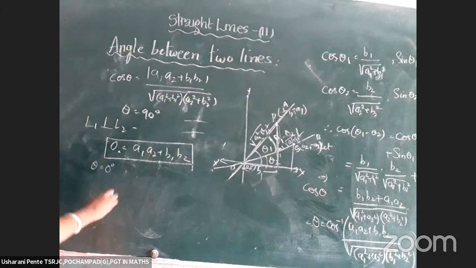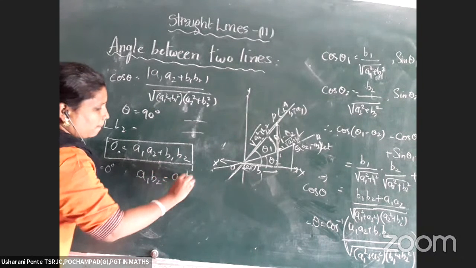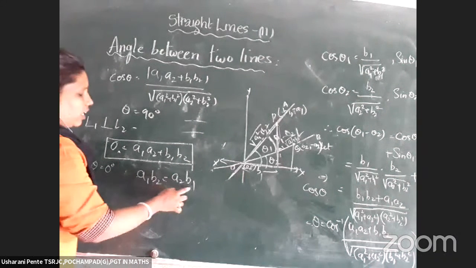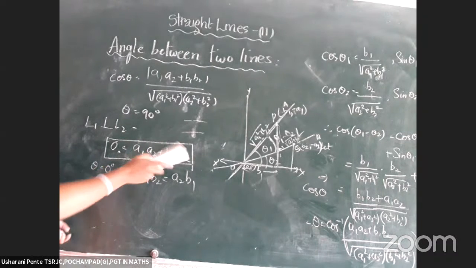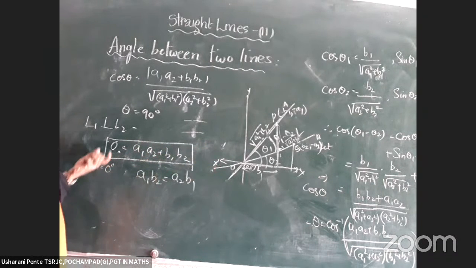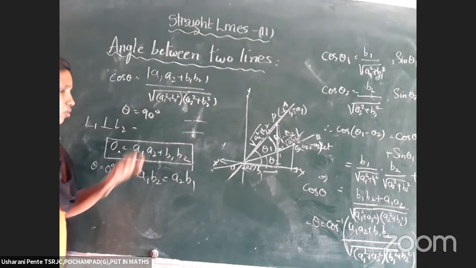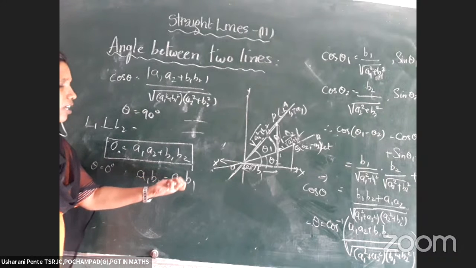If the lines are parallel, then what is the condition? A1 B2 is equal to A2 B1. These are the conditions. If the two given lines are perpendicular, the condition is A1 A2 plus B1 B2 is equal to 0, and if they are parallel, A1 B2 is equal to A2 B1.